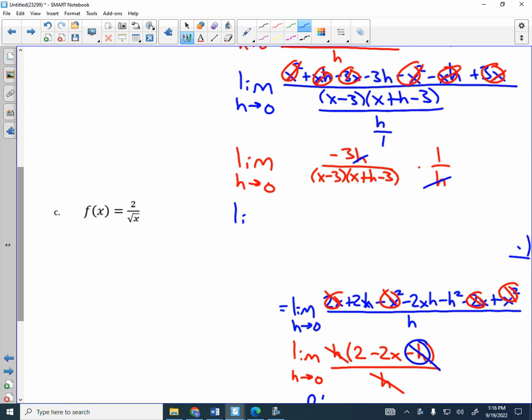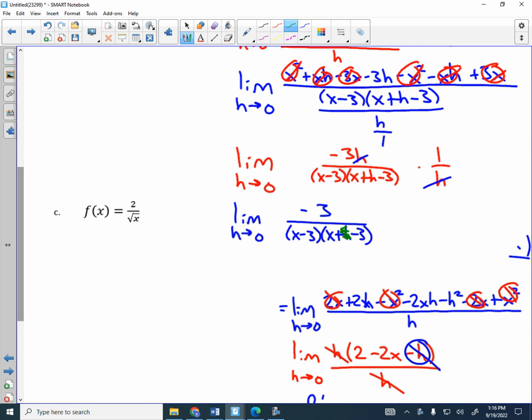So we have the limit as h goes to 0 of negative 3 over x minus 3 times x plus h minus 3. Don't those look similar? You put in 0 and the h goes away. So it's negative 3 over x minus 3 times x minus 3. No, x minus 3 squared, that's what I meant.